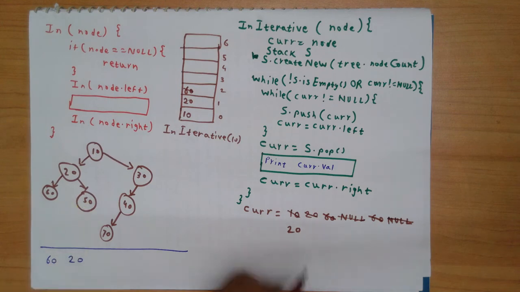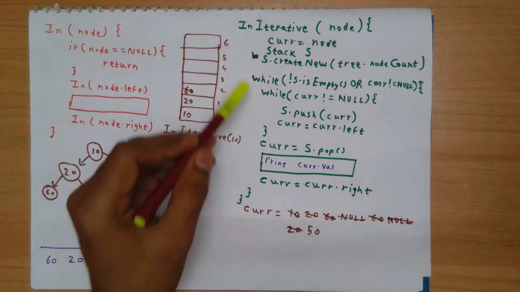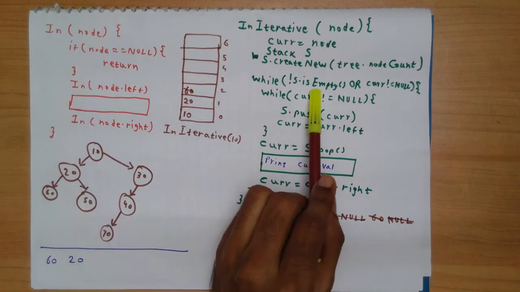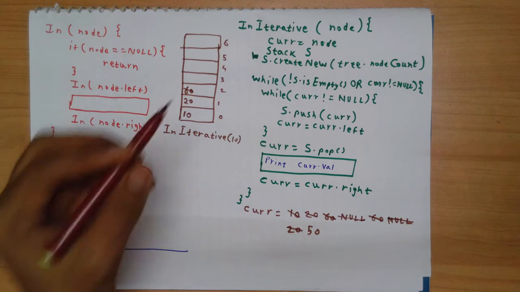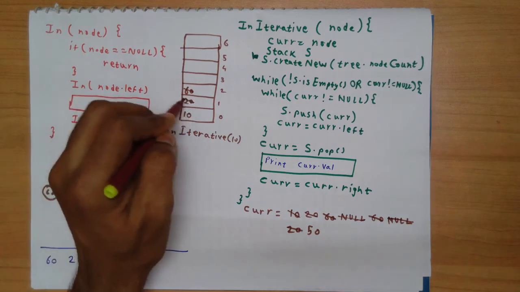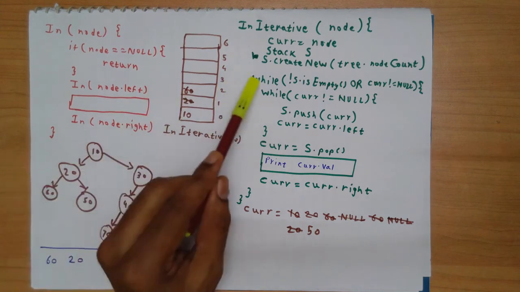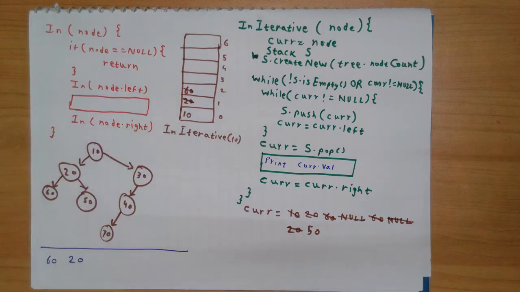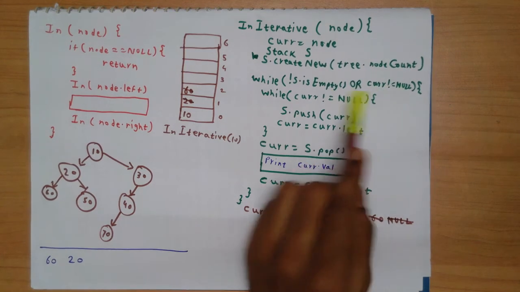So now my current becomes 50, and I come back to the beginning of this while loop. I ask the question, is my stack empty? My stack is not empty. So what should I do? Oh, I forgot to remove 20 from the stack. So my stack is not empty, so I don't care about the second condition right now, because at least one of them needs to be true.